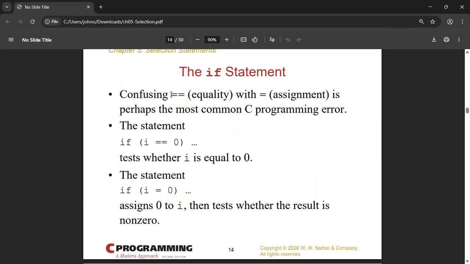Now, I remember I told you earlier that this is not assignment. This is assignment. And that this is equality. Two equal signs mean equality. So if you want to check if x is equal to y, then you use these two values.